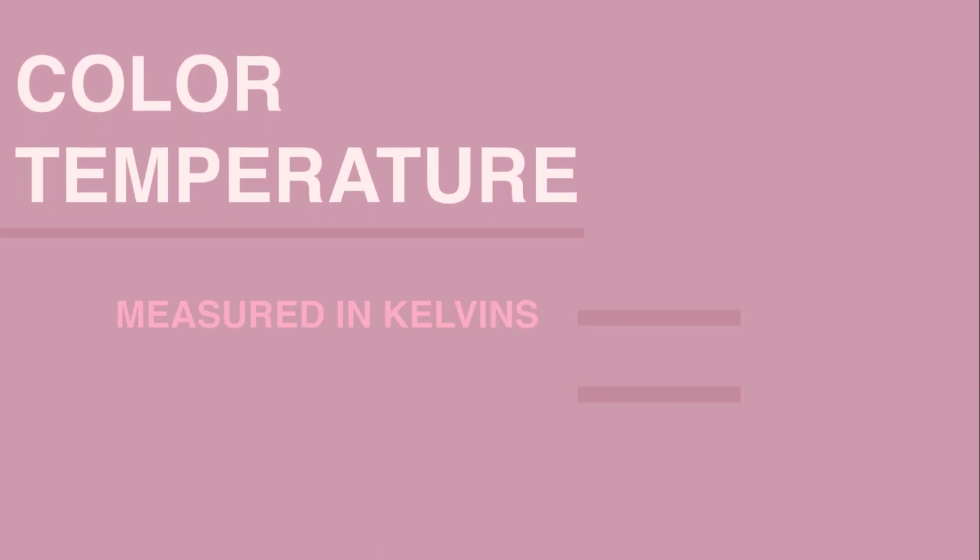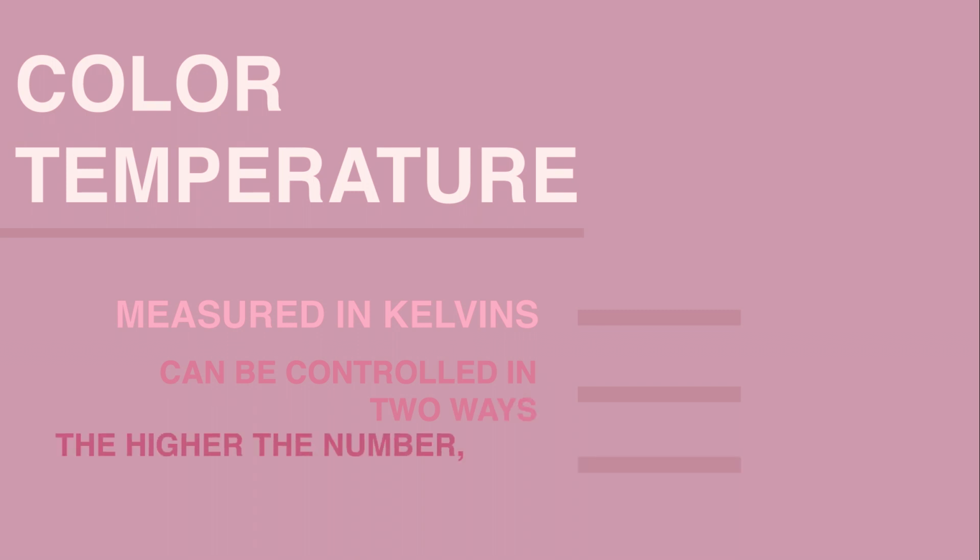Now that you've got your light placement all figured out, you're automatically set, right? Wrong. Now it's time to talk about color temperature. Color temperature is measured in kelvins and is something which you can actually control in 2 different ways: on your camera and with certain lights. The higher the number, the colder the temperature and tone of your lighting.